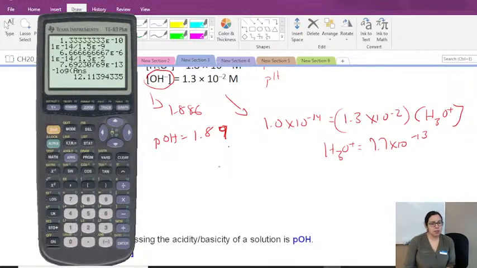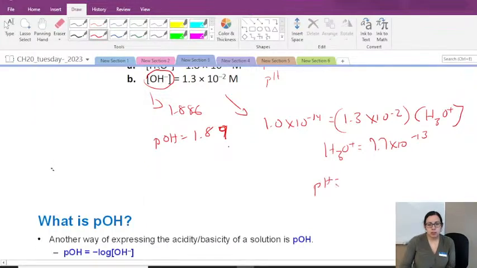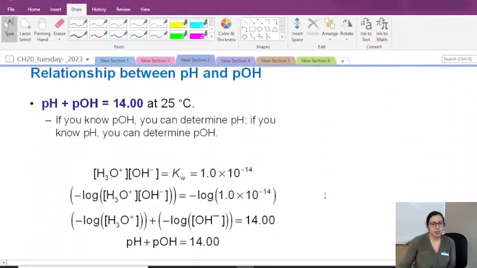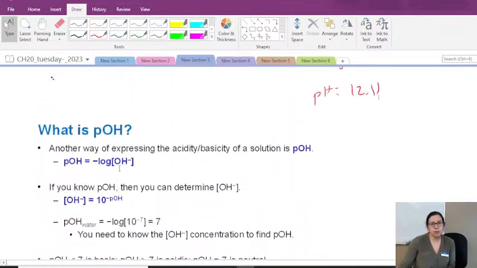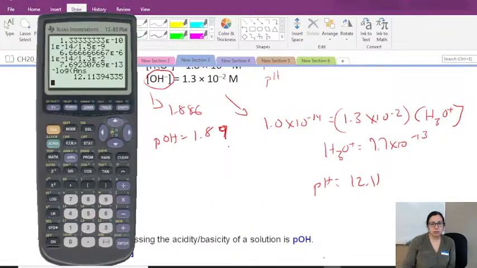Or what you could notice, and we're about to get there in our notes, is if we found the pOH here, we can say pH equals 12.11 with this method. Or if we solve for the pOH, we're about to learn that pH plus pOH equals 14, which is super useful. And so we could just take 14 minus our 1.89, and that also gives us 12.11.